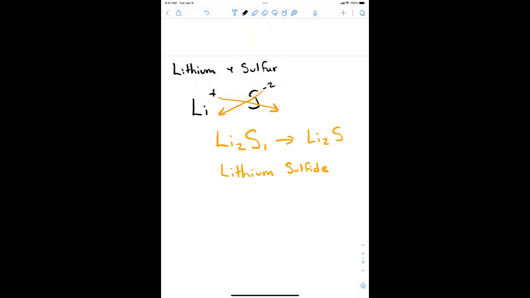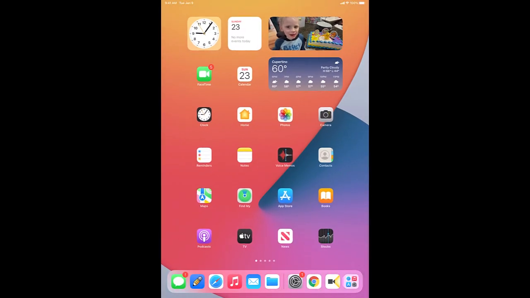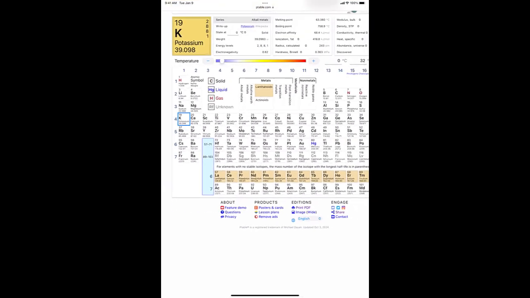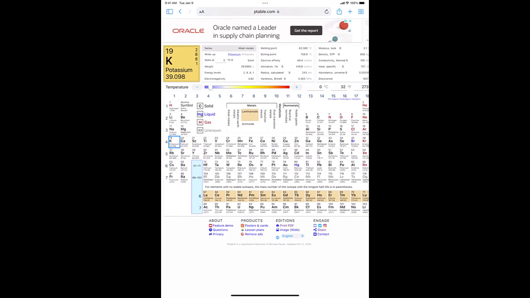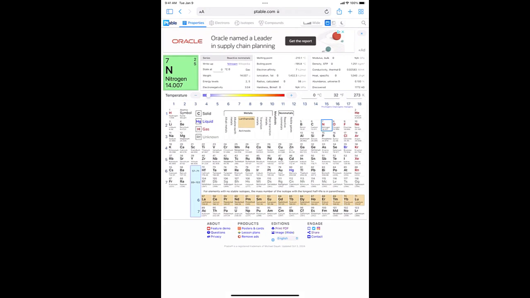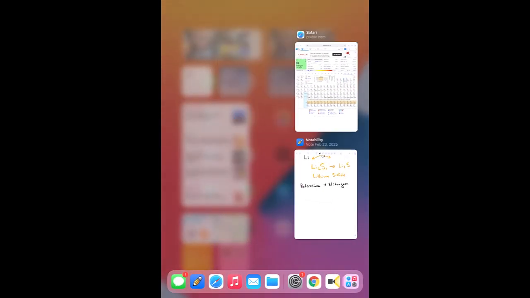Okay, our second one that we want to form is a compound between potassium and nitrogen. And so we got potassium and nitrogen. If I pull up my periodic table, I see, okay, potassium is right here. It's in group 1. It's going to have a +1 charge. And if I look up nitrogen while I am here, nitrogen is right here. It's in group 5. It's going to want a -3 charge.